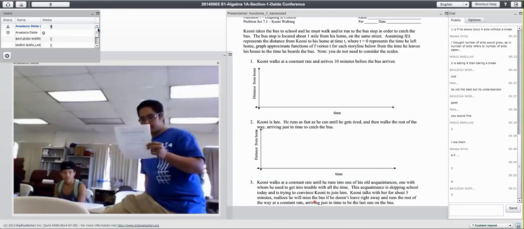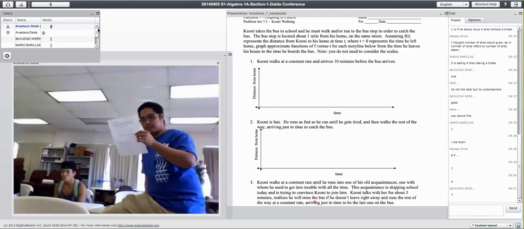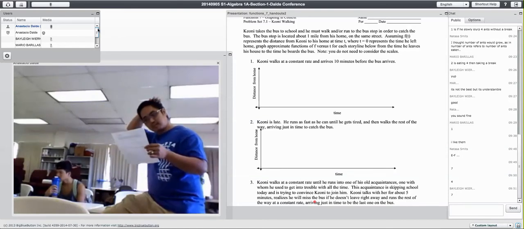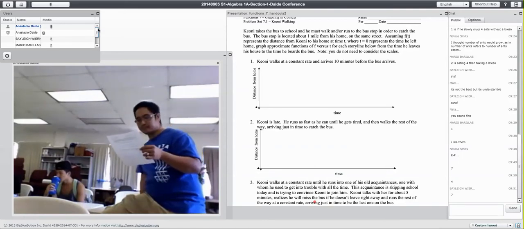Yeah, that one. Perfect. Yoni takes the bus to school and he must walk and/or run to the bus stop in order to catch the bus. The bus stop is located about 1 mile from his home on the same street. Assuming f(t) represents the distance from his home at time t, where t equals 0 represents the time he left home, graph approximate functions of f versus t for each storyline below, from the time he leaves his house to the time he boards the bus. Note, you do not need to consider the sequence.